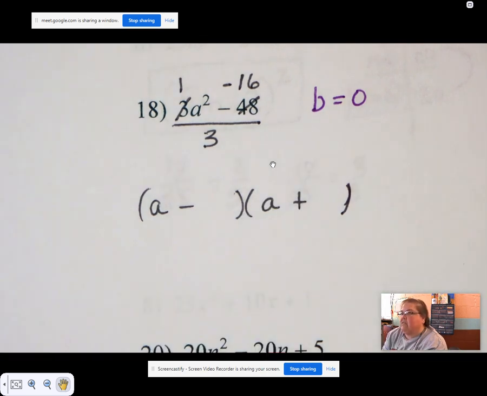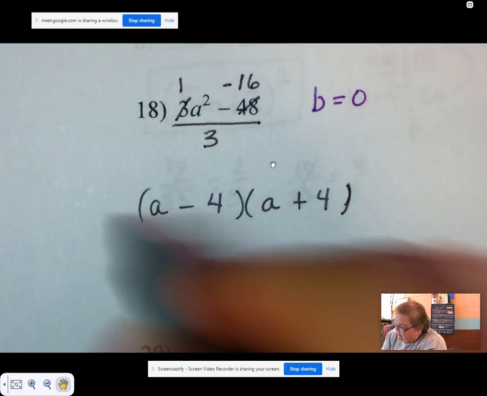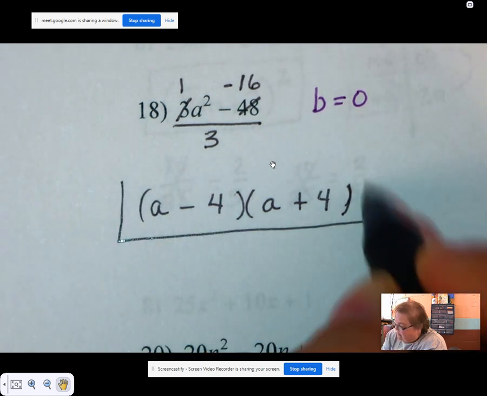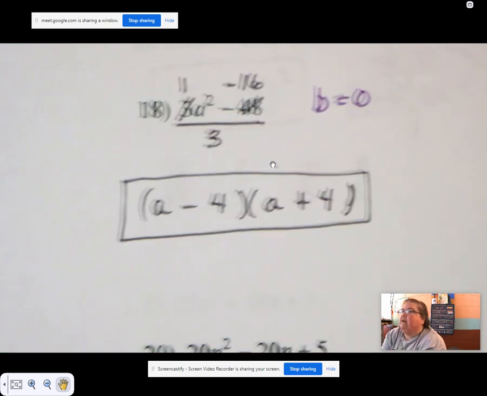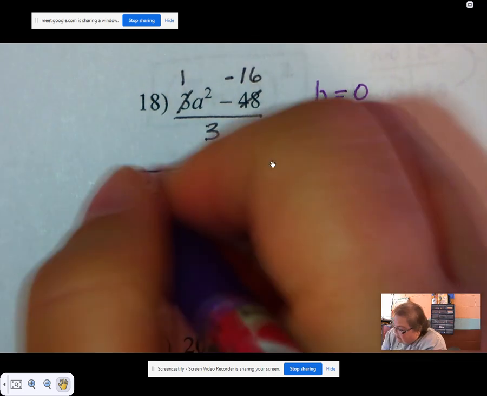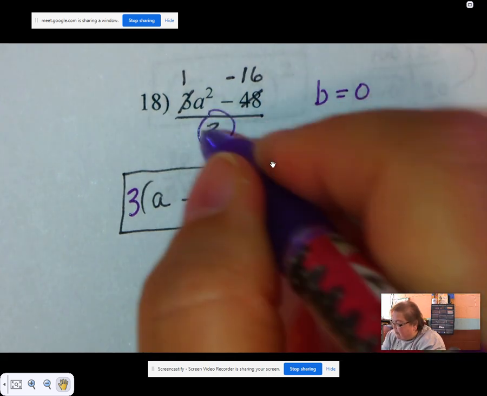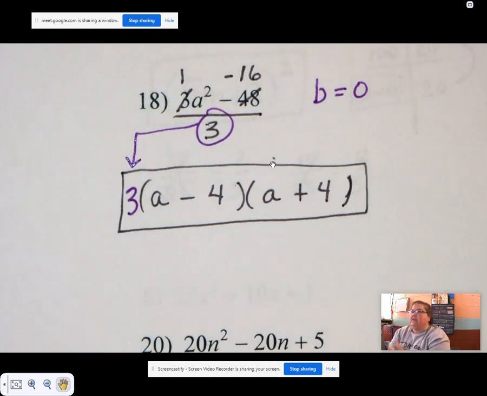What times what is 16? There it is. I tried to trick y'all and y'all didn't fall for it. Good job. Don't forget it. Remember, circle it if you need to. Don't forget that GCF.